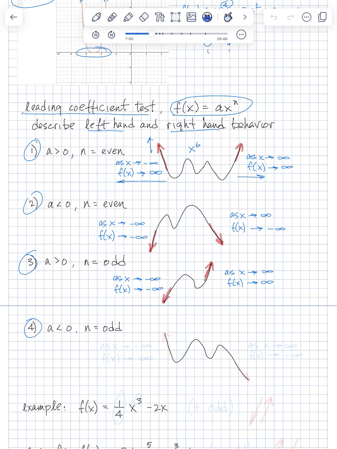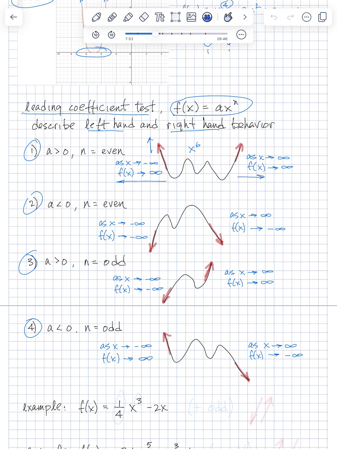And lastly, we have our case where a is less than 0 and n is odd. So it's just the opposite of the one above. On the left-hand side, we're going to infinity. On the right-hand side, the function goes to negative infinity. So describing that, we say as x goes to negative infinity, f of x goes to infinity. And on the right-hand side, as x goes to infinity, f of x goes to negative infinity.